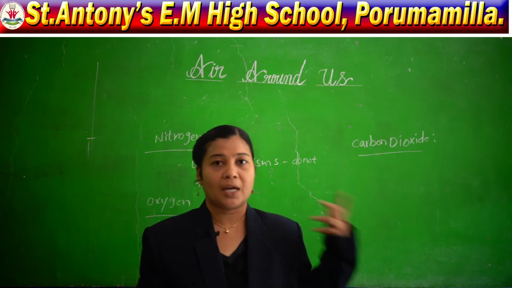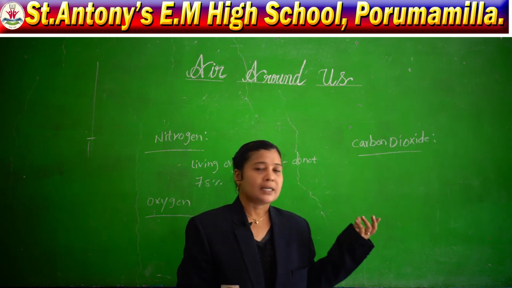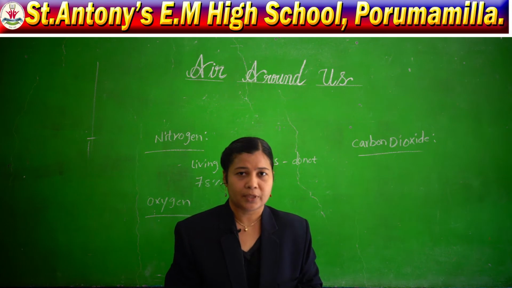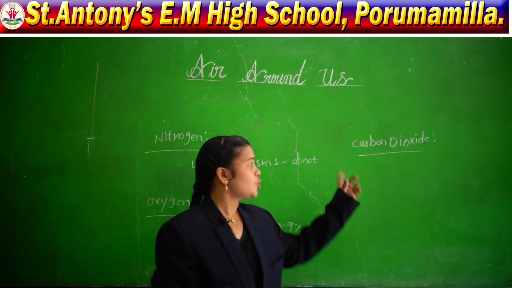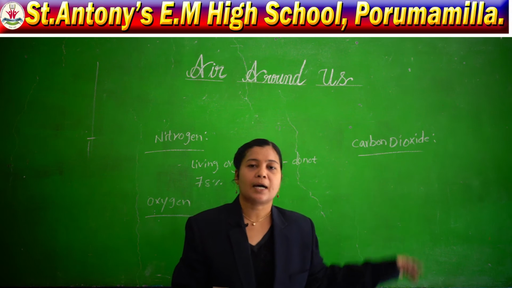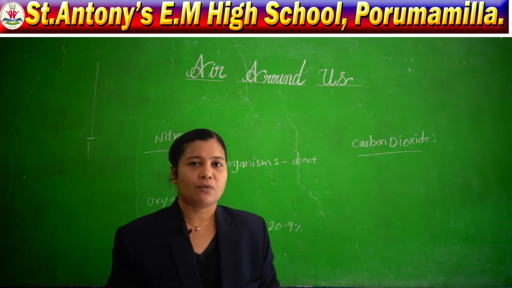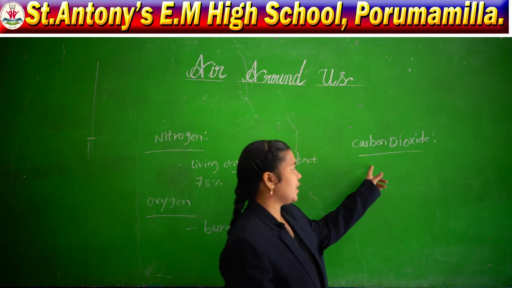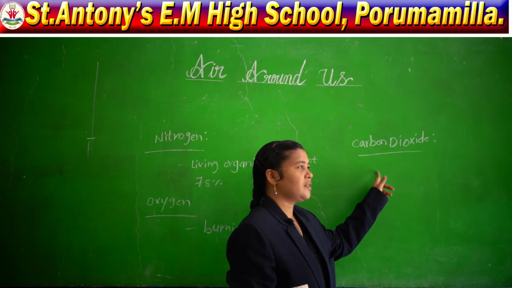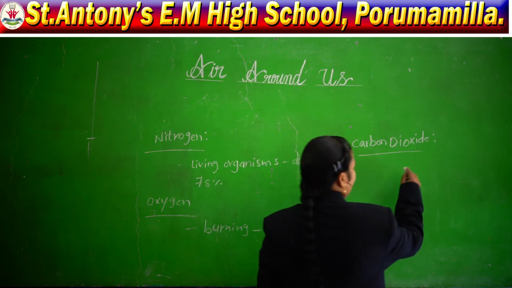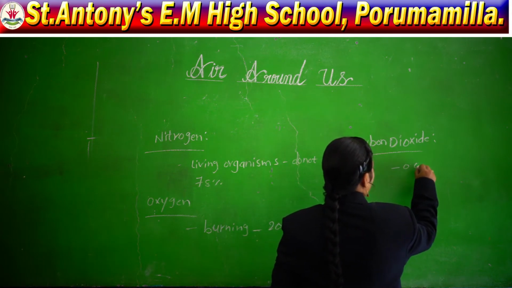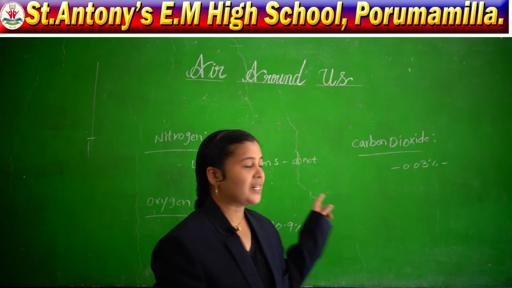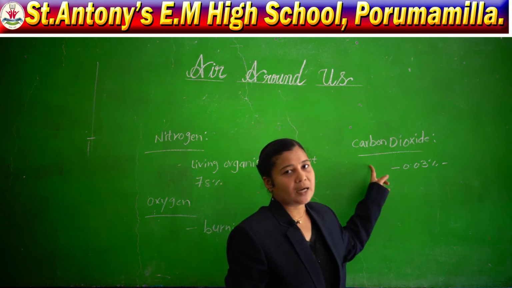We already discussed in previous classes that green plants are producers. Producers means they prepare their own food. That we discussed, no? Yes. So they use carbon dioxide to prepare their own food with the help of photosynthesis. What percentage of air does carbon dioxide occupy? 0.03%. How much? 0.03% is occupied by carbon dioxide.